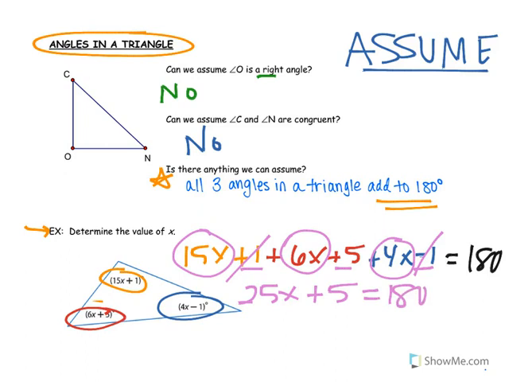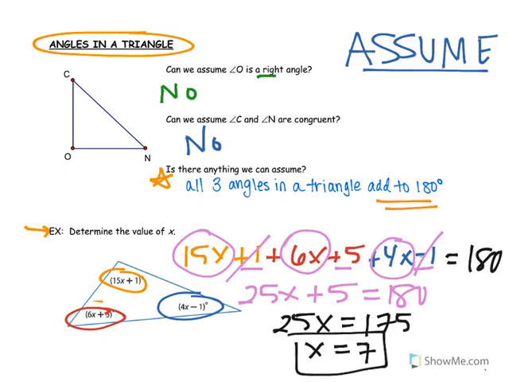And then we can just move forward and solve from here. So I'm going to subtract 5 from both sides and get that 25x equals 175, and divide by 25, and I think that is 7. So x equals 7, and we're done.